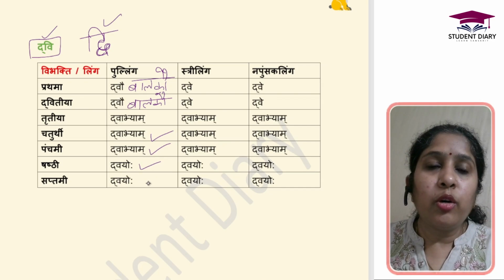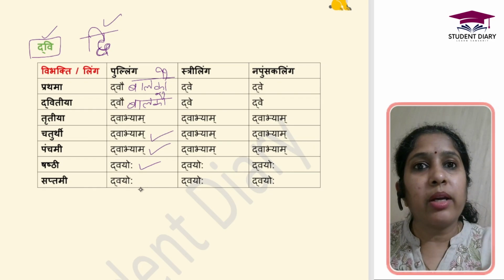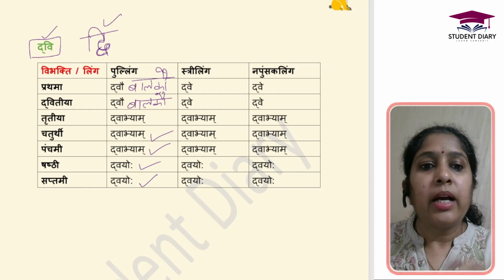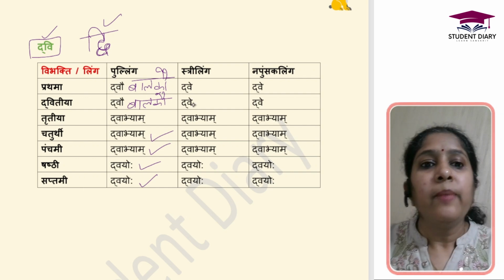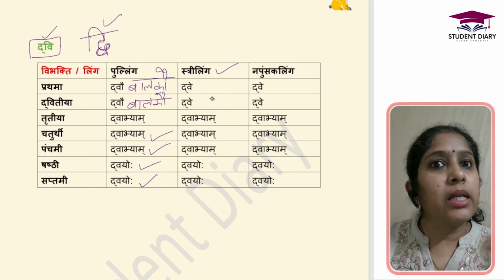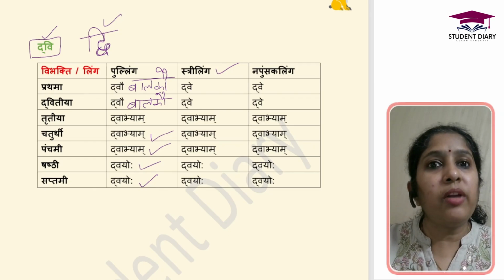And if you want to say on two boys or in two boys, it is going to be dvayoho balakayoho. Right? I hope everyone has understood how the numbers ka Shabdroop is going. Now comes the Striling. Striling will be used for feminine.